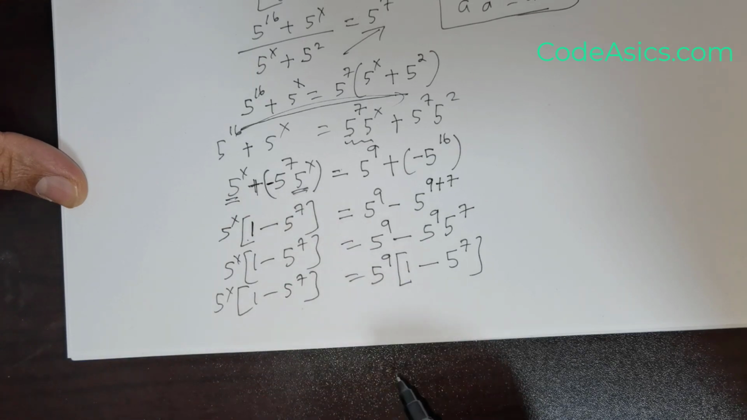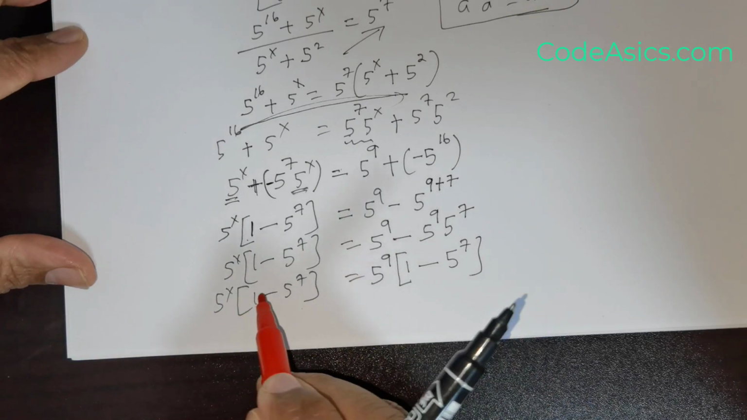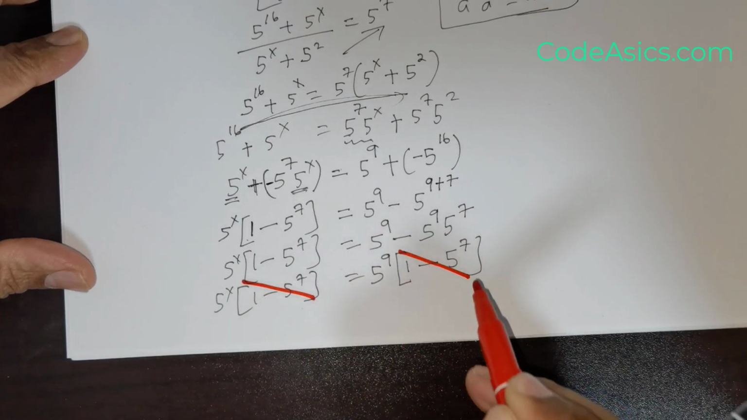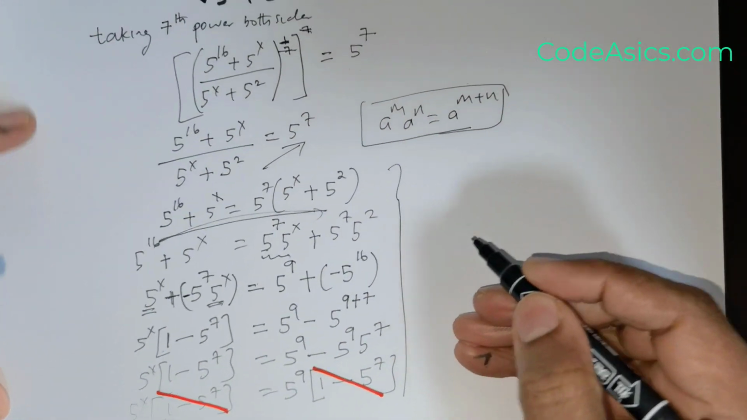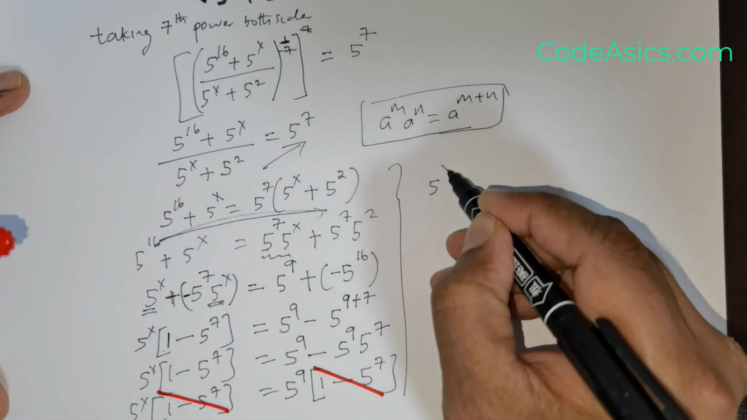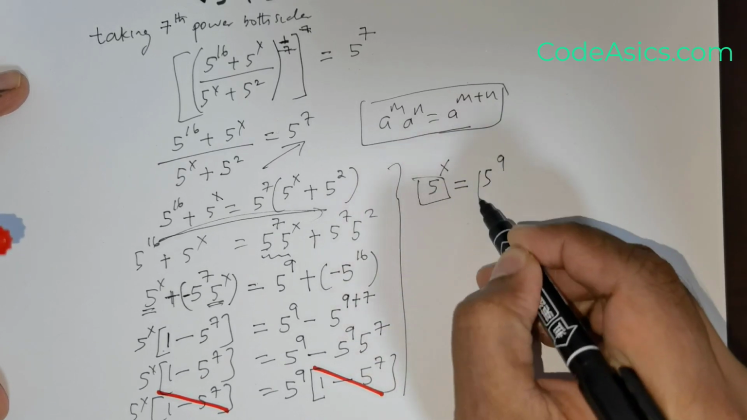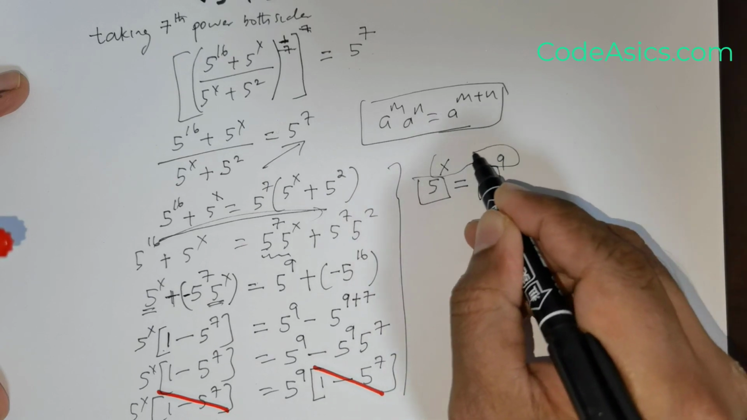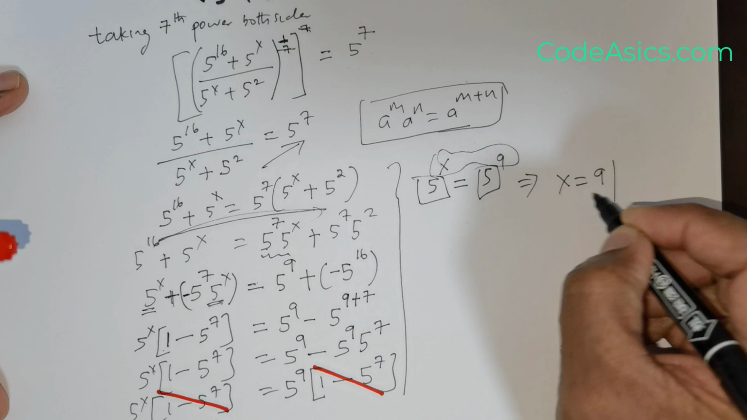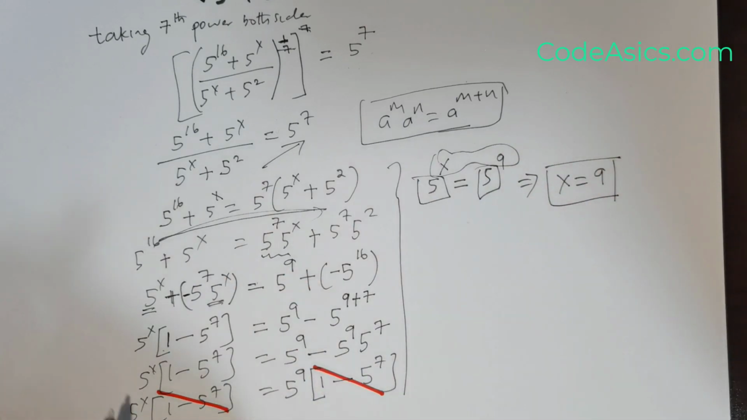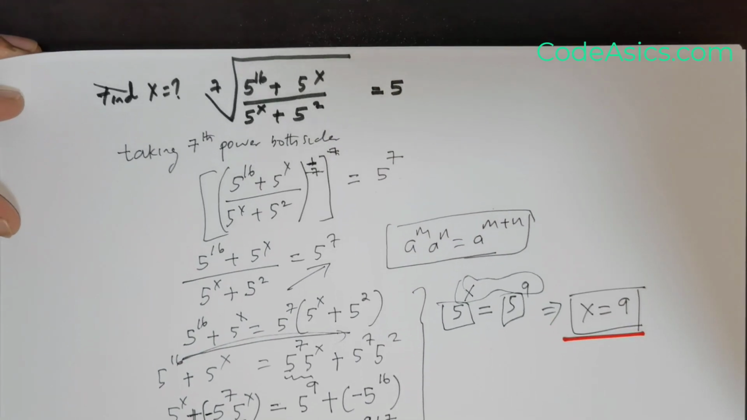Now clearly you can see that (1 minus 5^7) and (1 minus 5^7) can be cancelled, and that in turn would give me 5^x is equal to 5^9. Now the bases are same, so the exponents can be equated. So this will mean x is equal to 9 is the final solution, and that is a good place for us to stop. Thank you students, enjoy your night.